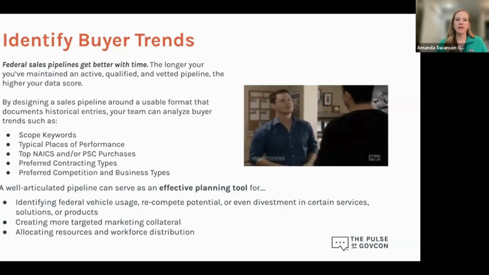Building your sales pipeline around that usable format that we talked about allows you to really look back at historical trends and better understand your buyer. Are there keywords that they are using often? Are there places they really like to buy work? Are they using one specific NAICS code over and over and over again? All of these things are very useful pieces of business intelligence for you as you're building out your federal footprint.